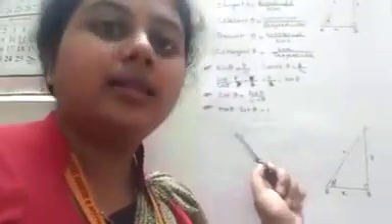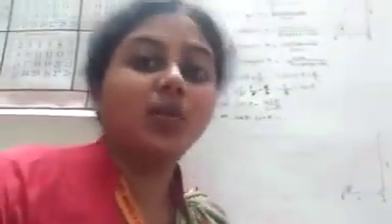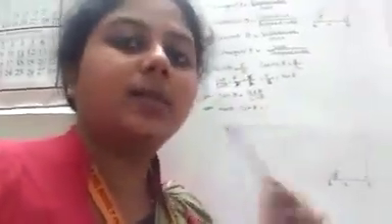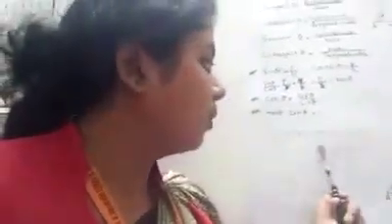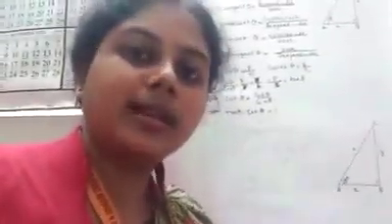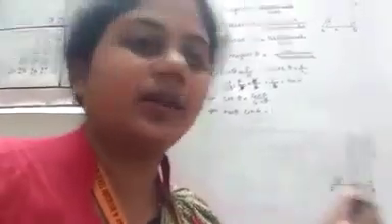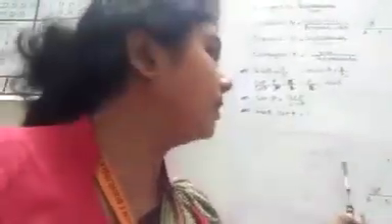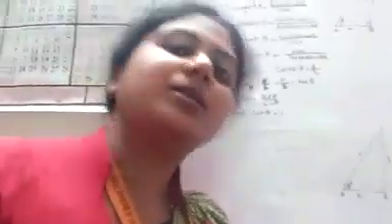Now, we can prove this formula, sin square theta plus cos square theta is equal to 1, with the help of this Pythagoras theorem. Considering the left hand side first, sin square theta plus cos square theta. That means y by r whole square, this is sin square, and x by r whole square, this is cos square. If we solve this, we will get r square by r square, that means 1, which is equal to the right hand side.